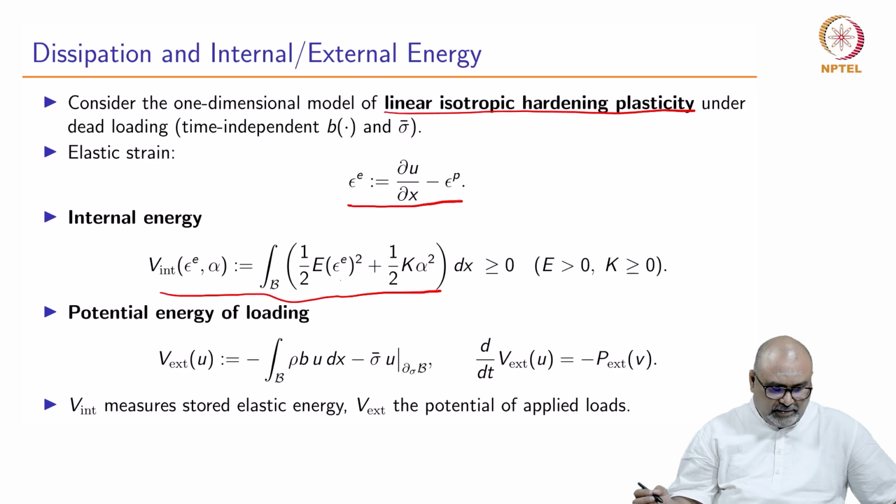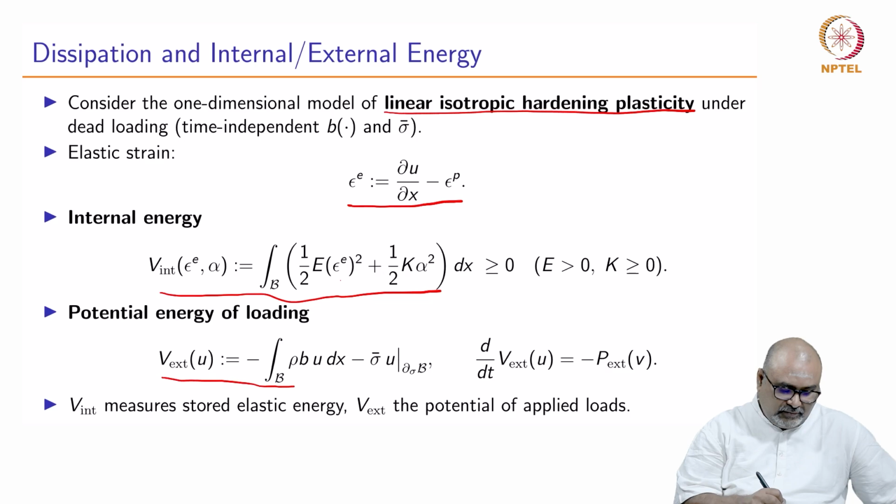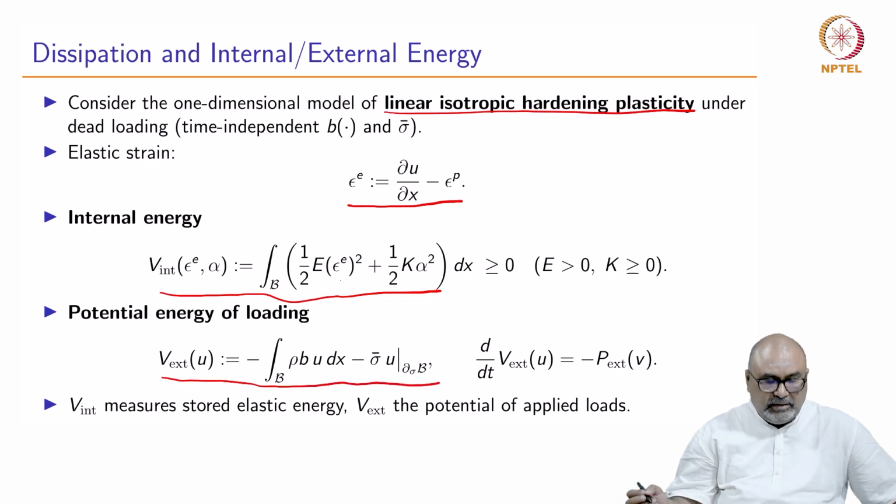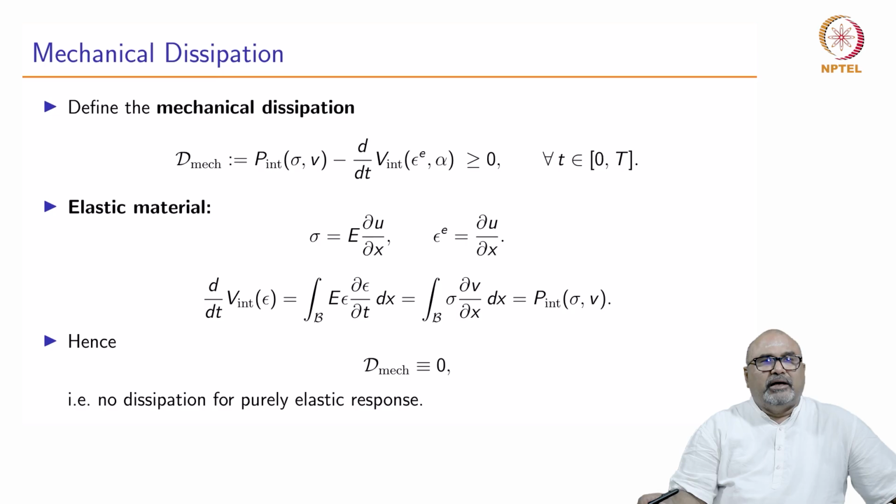So, the internal energy must be greater than or equal to 0. The external work done by the loads, which is also called the potential energy of loading, denoted as V external of u, is given by minus integral over the domain of rho b u, which is the work done by the body forces, minus the work done by the tractive force or prescribed forces, sigma bar u, defined on ∂Ω_σ. The work done by the applied forces is d/dt V external of u equal to minus P external of v, where V internal measures stored elastic energy and V external is the potential of the applied forces.